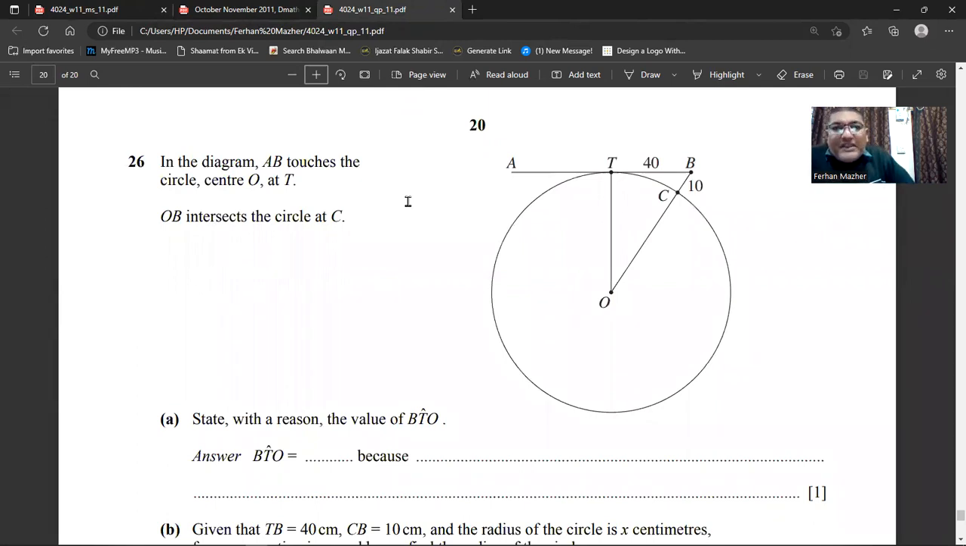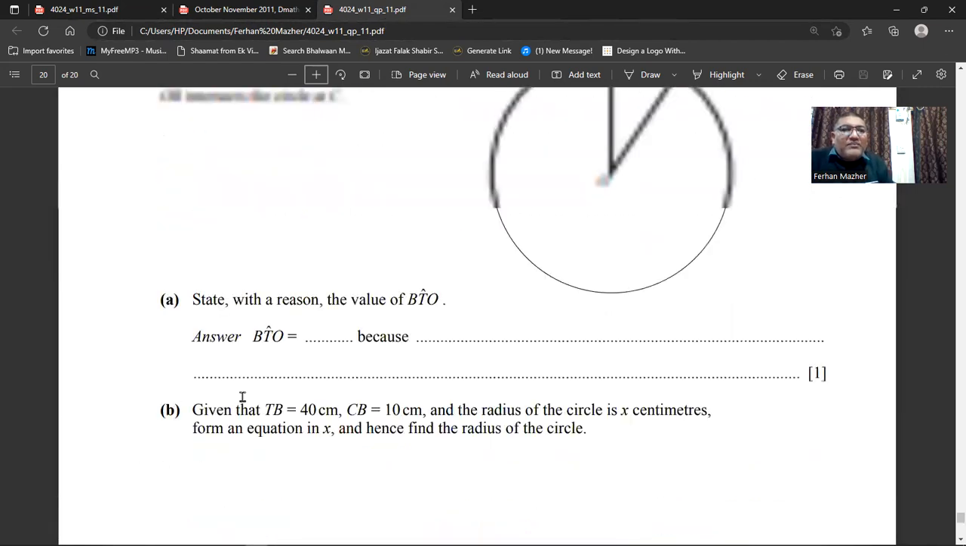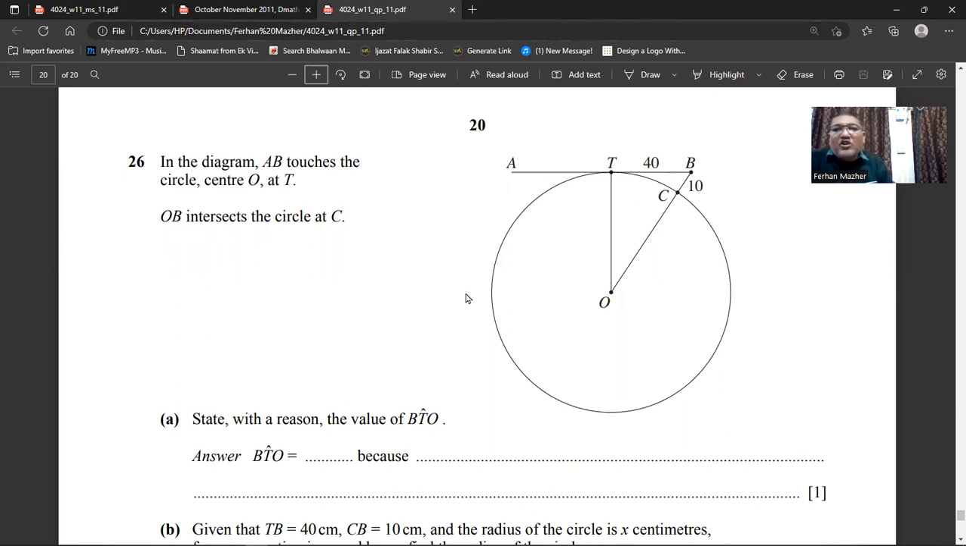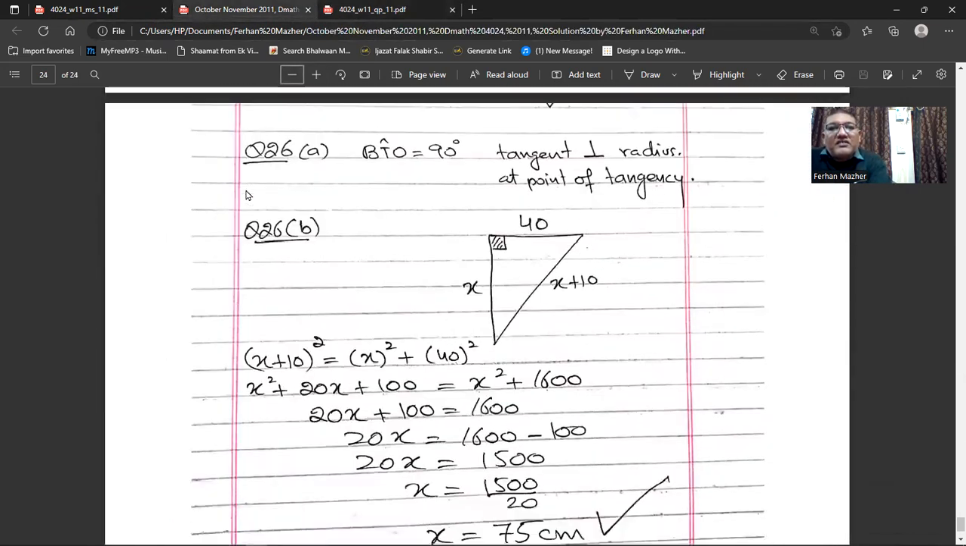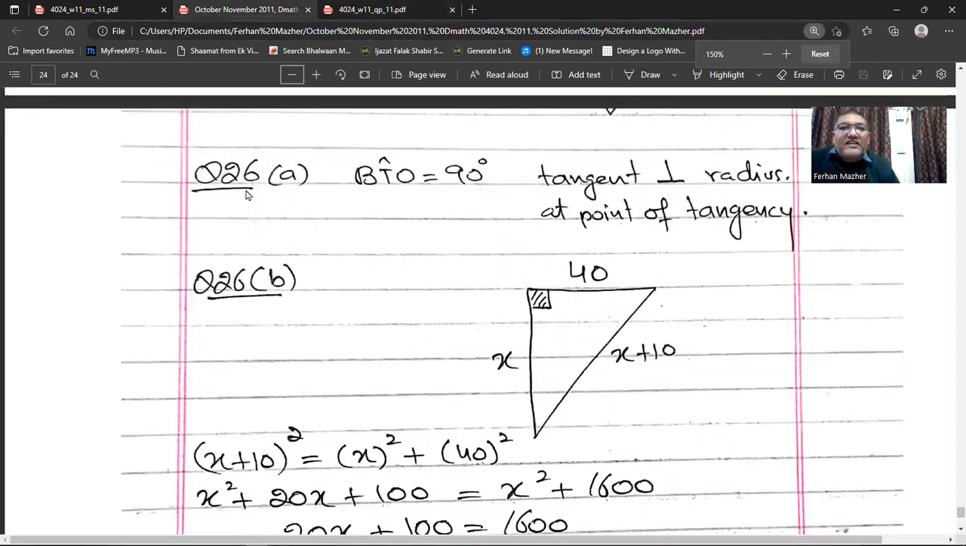In the diagram, AB touches the circle, center O, at T. So AB is the tangent. OB intersects the circle at C. State with the reason the value of angle BTO. So the angle BTO will be 90 degrees because the tangent is perpendicular to the radius at the point of tangency. Tangent and radius are perpendicular to each other. BTO is equal to 90 degrees. The reason is the tangent is perpendicular to the radius at the point of tangency.